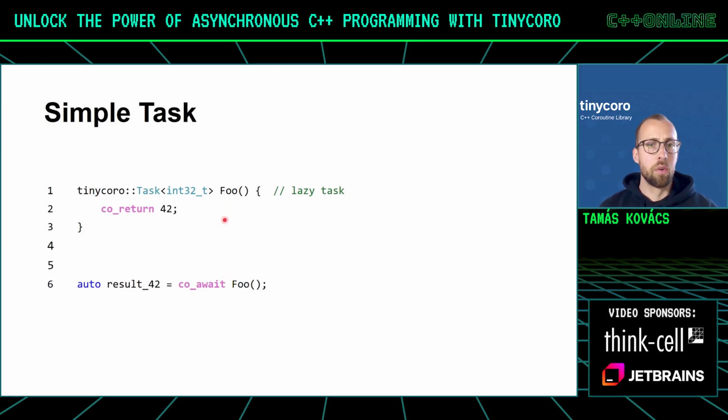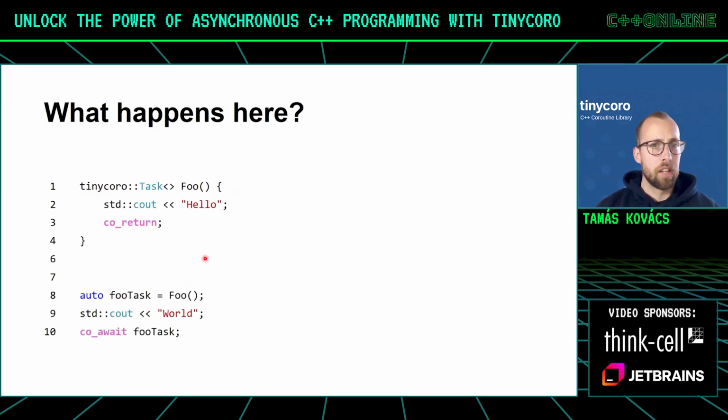Every task in Tinycoro is a lazy task. That means if we create the task, it will not start until we co_await the task. So in our case, in line 6, we are creating the task by invoking the foo coroutine, and the task is co_awaited at the same time, and we are getting back our result, 42.